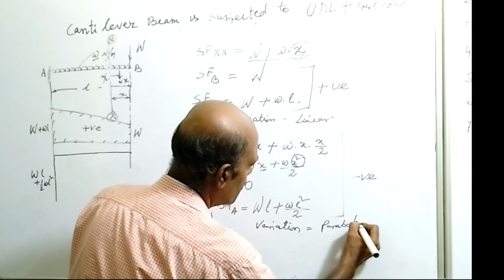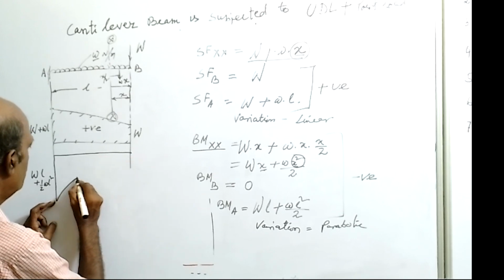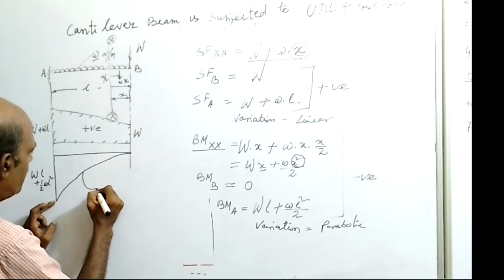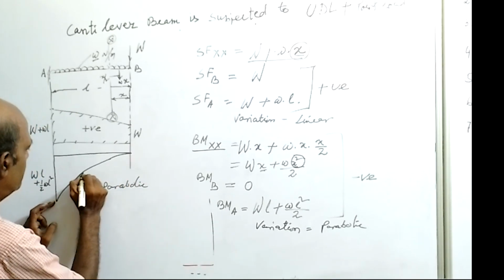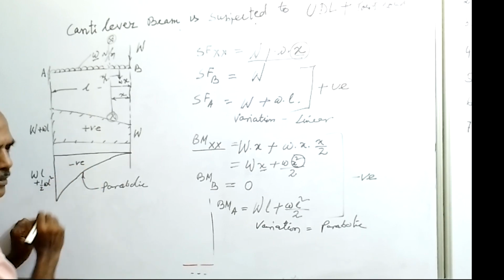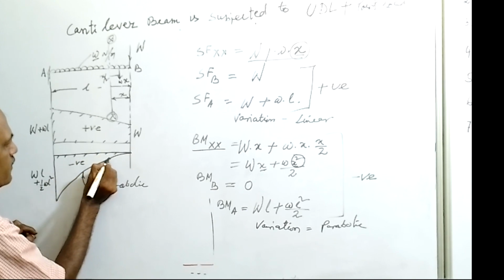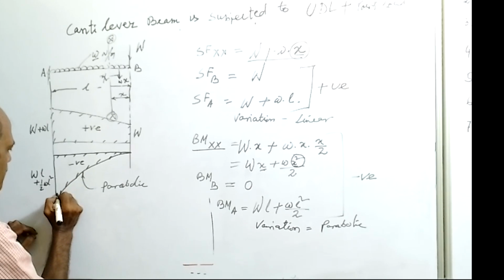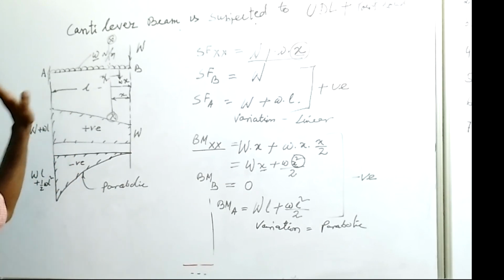Parabolic. So from this point you draw a parabola. So we are drawing by freehand. So we will write here this curve is parabolic curve. Parabolic. Okay, and here we have to give negative sign and put the hatching mark. So this is the bending moment diagram for this kind of loading.